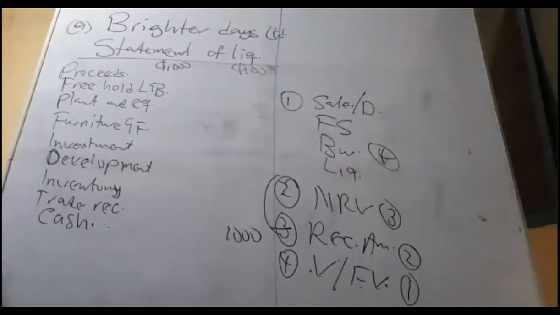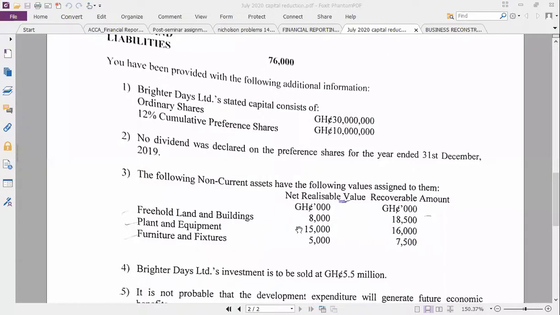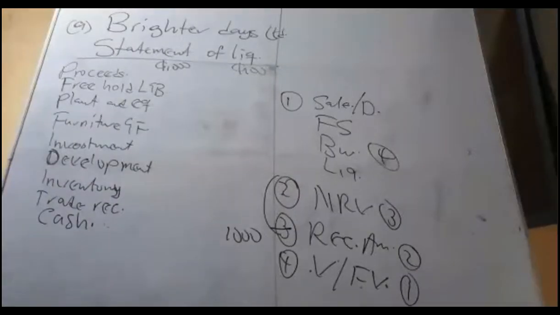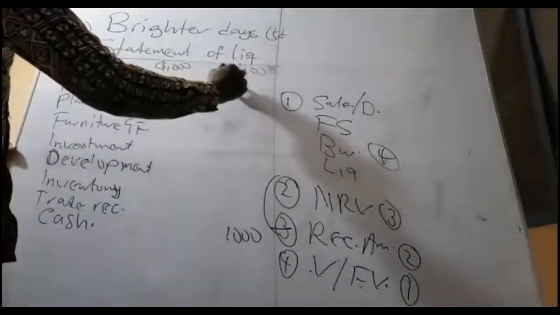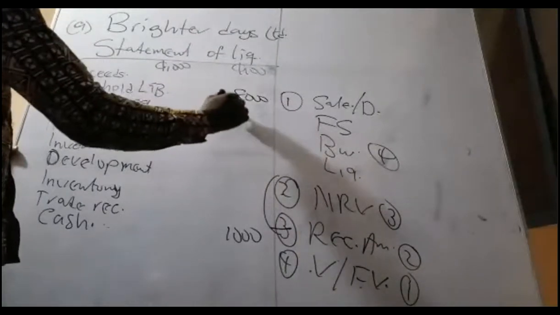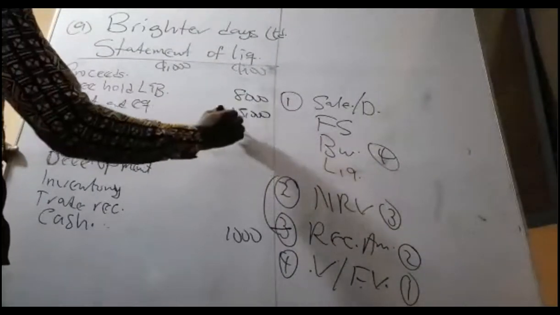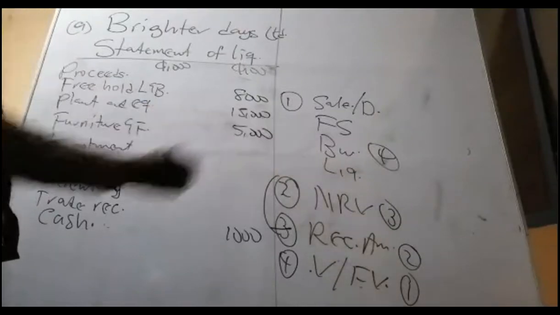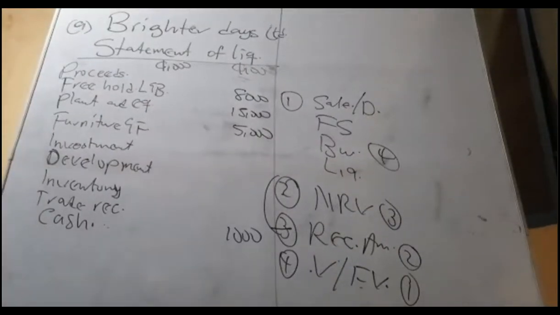So let's go and select them. So freehold land is 8,000, plant and equipment 15,000 and 5,000 respectively. So 8,000, 15,000, and then 5,000. Then we move on to the next one.